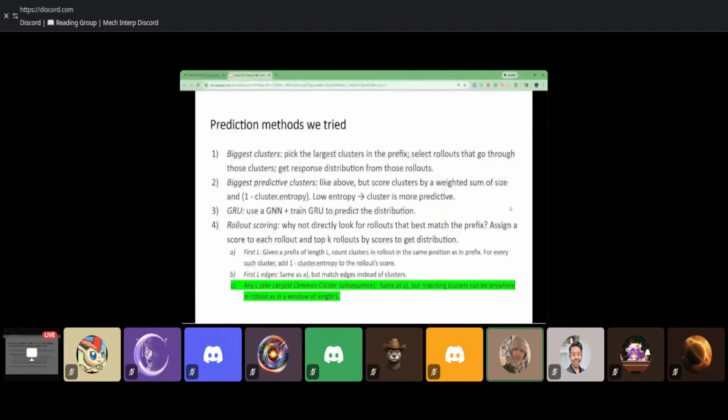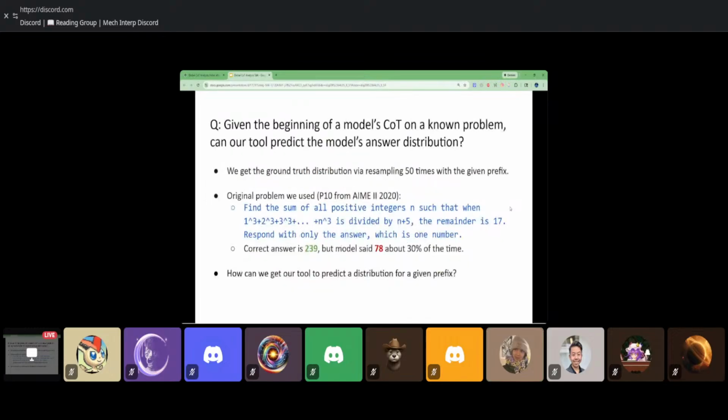So how do we get the, Rhea, previous slide? The way we get the ground truth distribution for what the answer distribution will be is we just resample with that chain of thought 50 times. And below is the original question we tried. It's just an AMC question, not super relevant right now, but this is the one we hill climbed our methods against. Yeah, next.